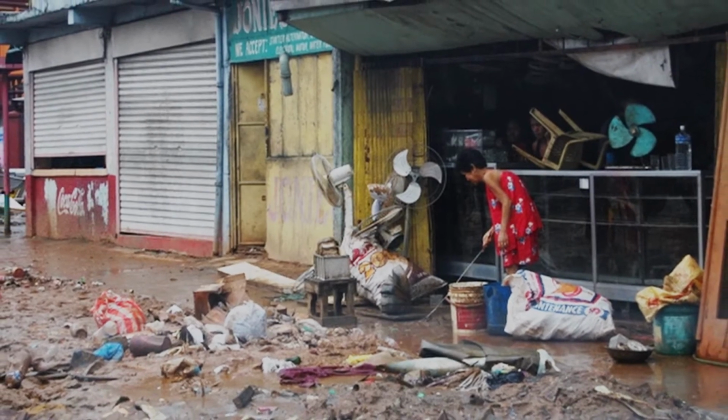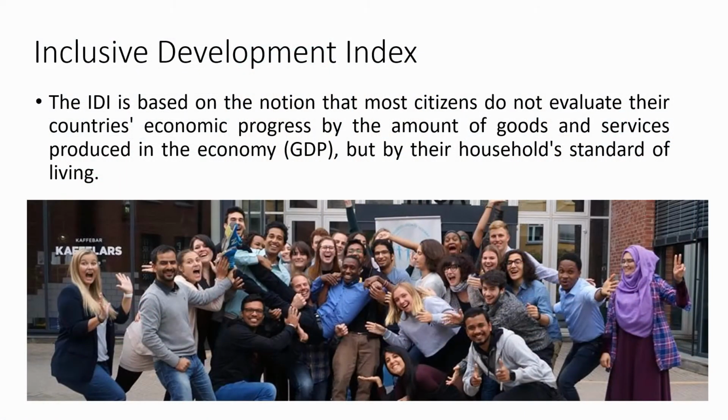And one measure is the IDI, the Inclusive Development Index. The IDI is based on the notion that most citizens do not evaluate their country's economic progress by GDP, but by their household standard of living. So this tries to give us a better picture of economic progress in a country because the GDP focuses only on total production in a country, but it does not consider the standard of living of the people in a country, whether the people are getting by economically, whether they are content or satisfied with their lifestyle and how they are living in that country.